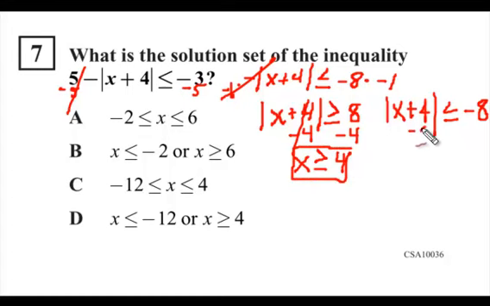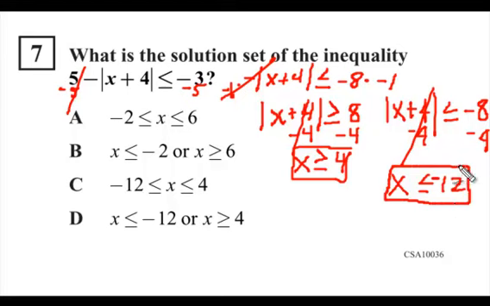On this side, let's subtract 4 from this side and from this side, canceling out. X is less than or equal to negative 12. Here are our two solutions. X is less than or equal to negative 12, or x is greater than or equal to 4. And the answer is D.